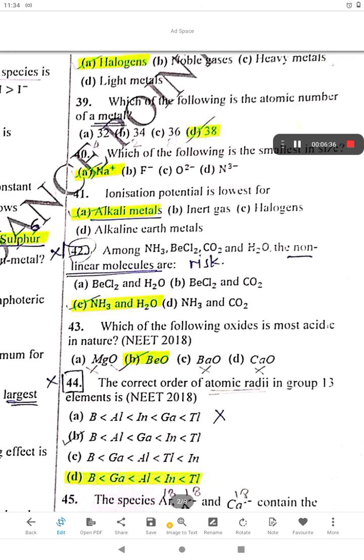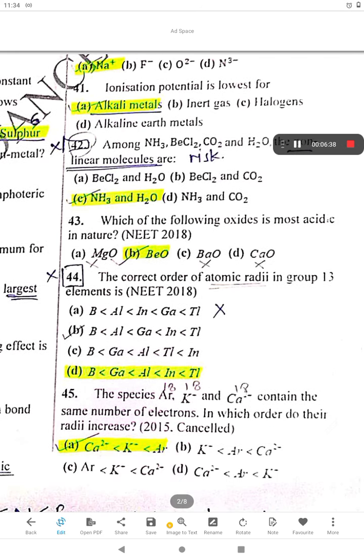Then 44th, the correct order of atomic radii in group 13 elements. The actual answer I had selected was the B option: boron is less than aluminium, is less than gallium, is less than indium, is less than thallium. But the right answer is boron is less than gallium, is less than aluminium, is less than indium, is less than thallium. This is an irregularity in the periodic table.